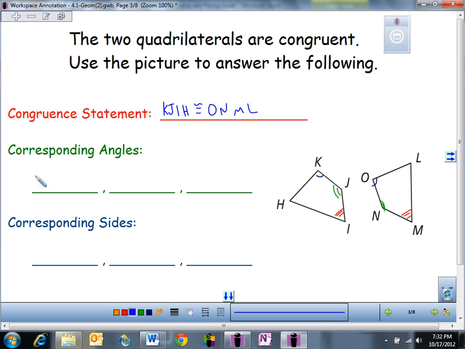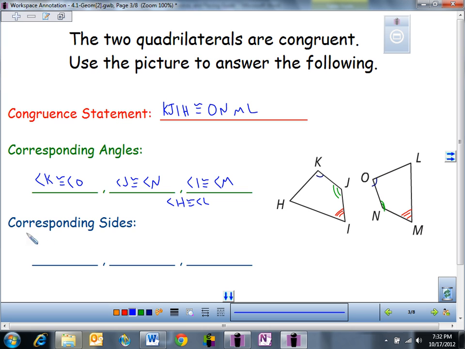So then our corresponding angles: angle K is congruent to angle O, angle J is congruent to angle N, angle I is congruent to angle M, and I think they need another space there. Angle H is congruent to angle L. So those are the angles that match, and they're also congruent.